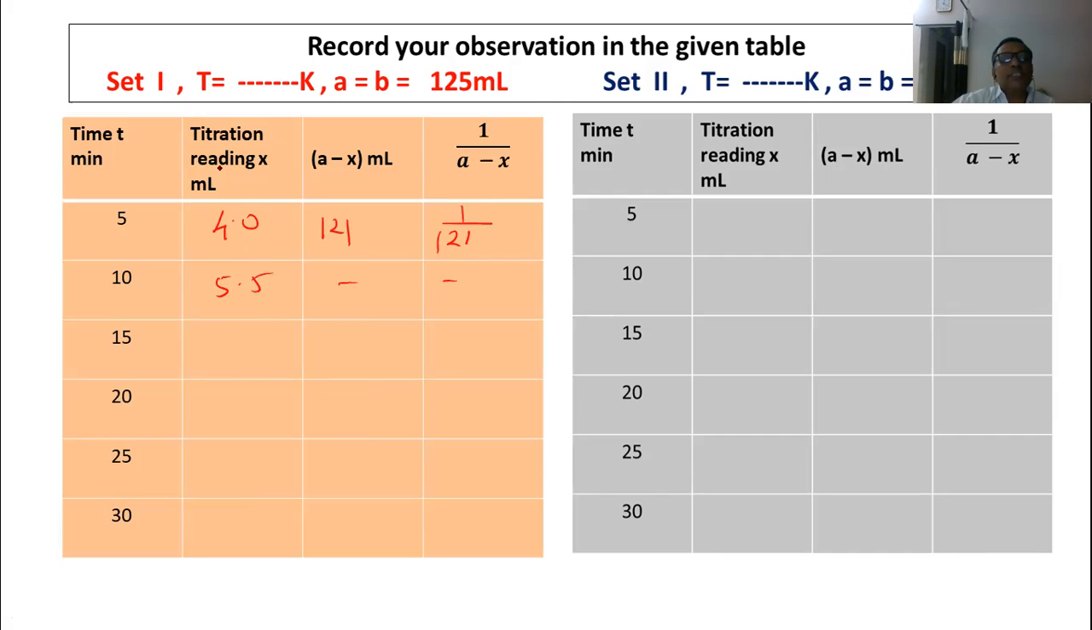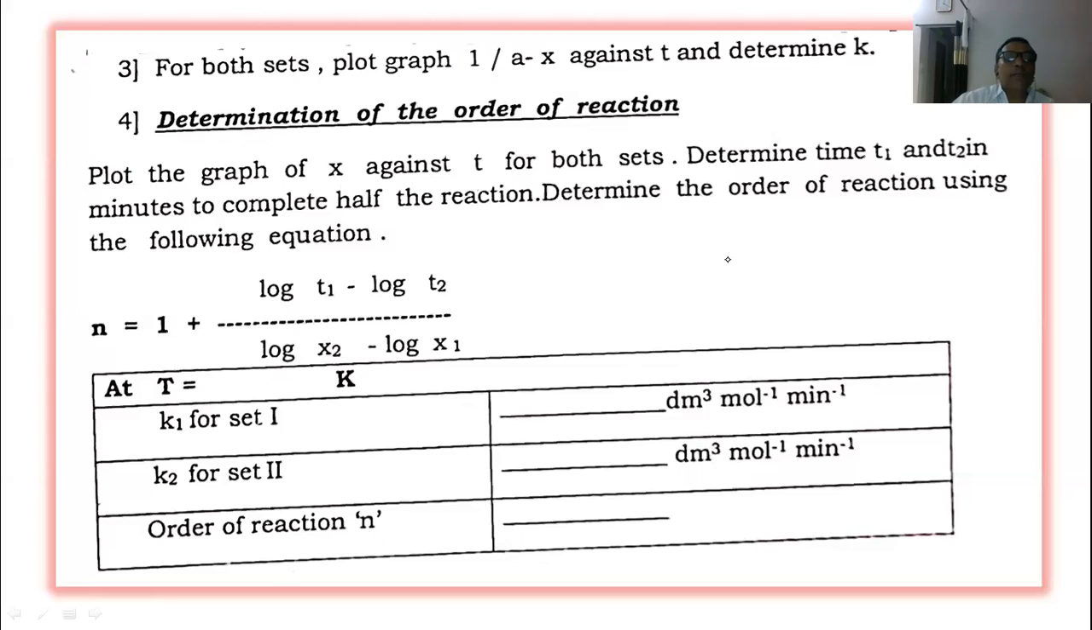So this is the observation table for set 1, and this is the observation table for the second set. In the second set, the value of a is 62.5, and the concentration is half as compared to set 1. So second set readings are comparatively half those of set 1. Suppose it is 2.0 here, like that. In this way we take the readings and fill this observation table. Let us see now the calculation part. For both sets we have to plot the graph.